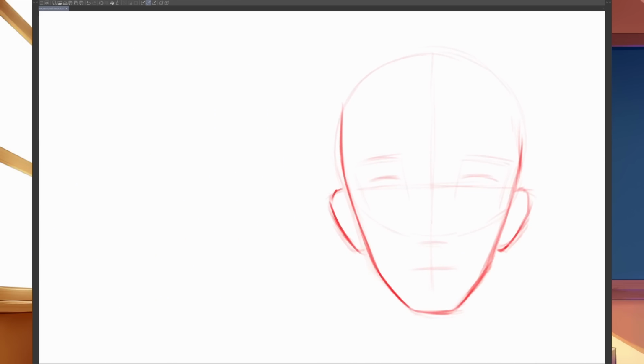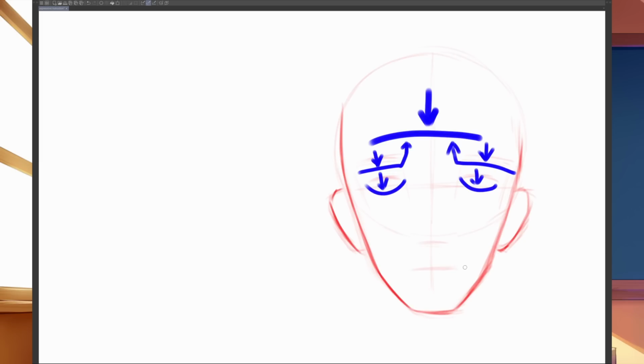Next, let's add sadness. To start with, we're going to bring everything on the upper half of the face downwards. We're going to have the forehead pushing down and the eyebrows coming down, but again, lifting up a little in the corners and maybe down on the edges.